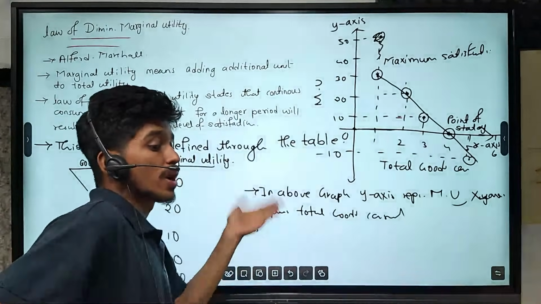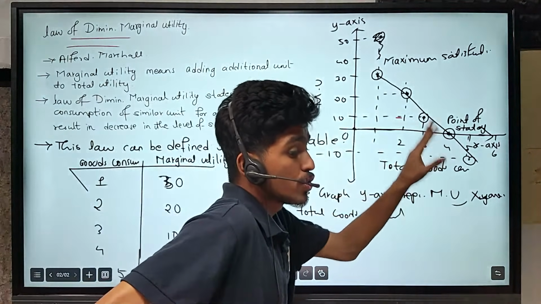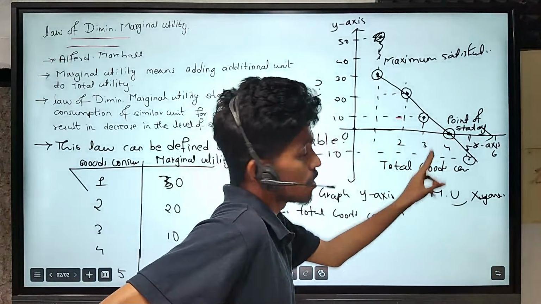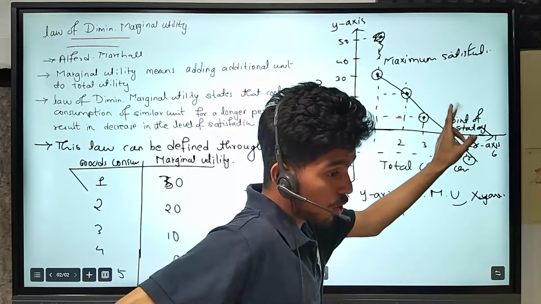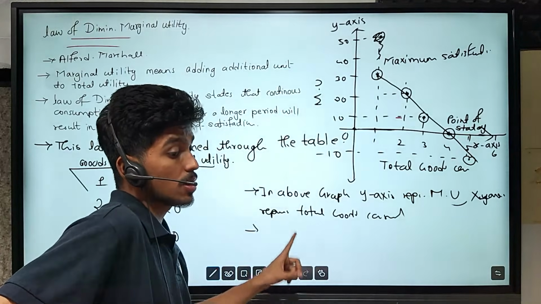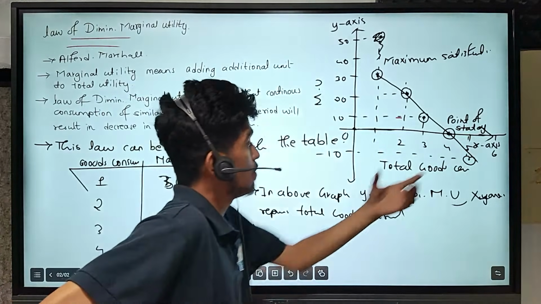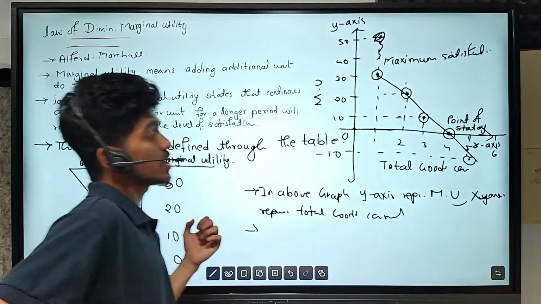And you can write the next point. When we consume the fourth good, the marginal utility became 0. And it is called the point of satiety. And with further consumption, that is when we consume the sixth good, our marginal utility was negative, that is -10. Now how can you write it?